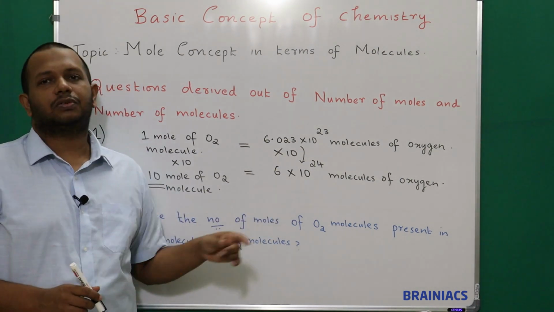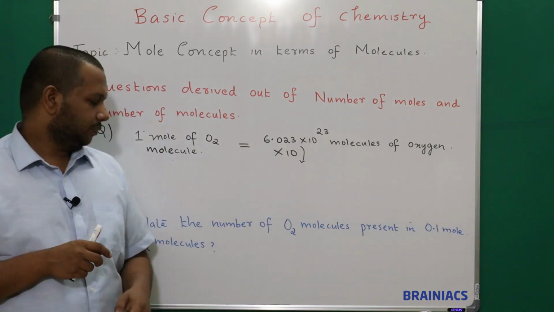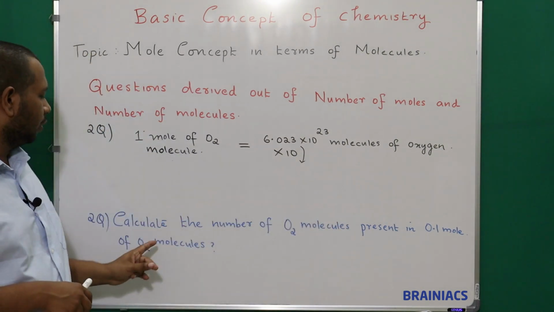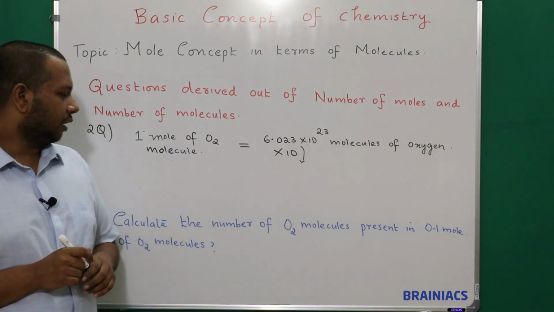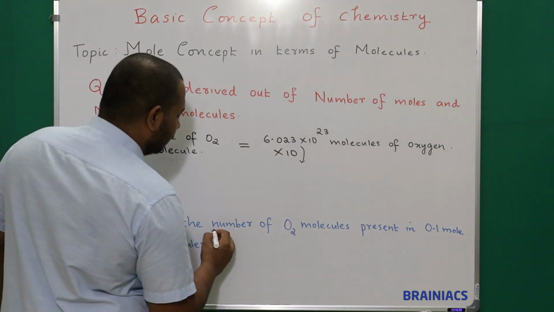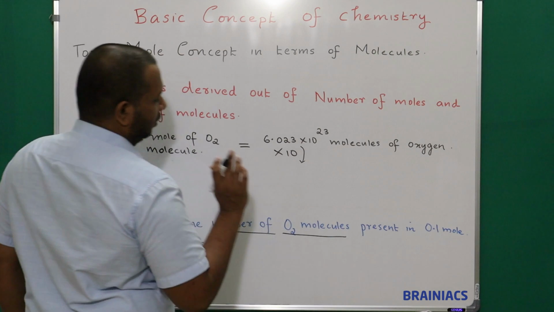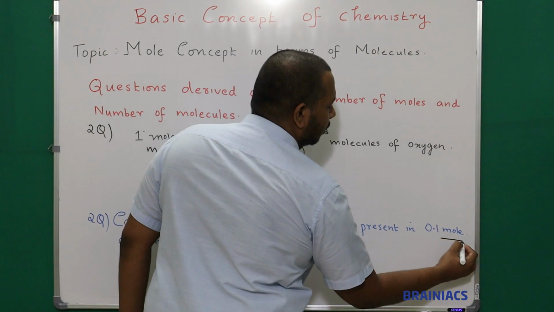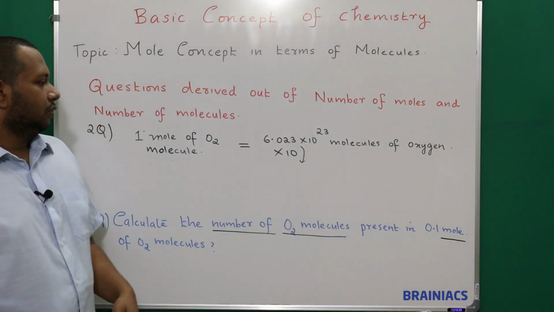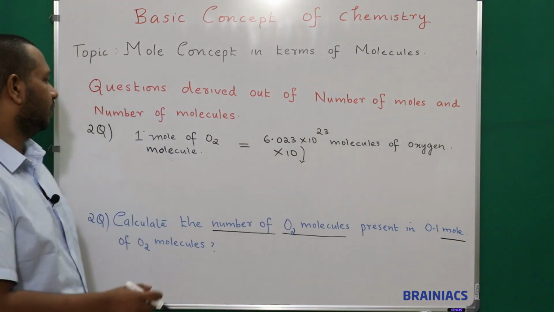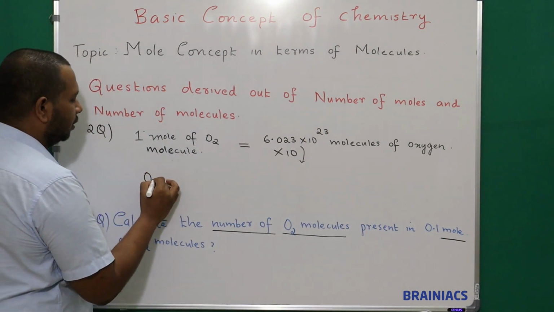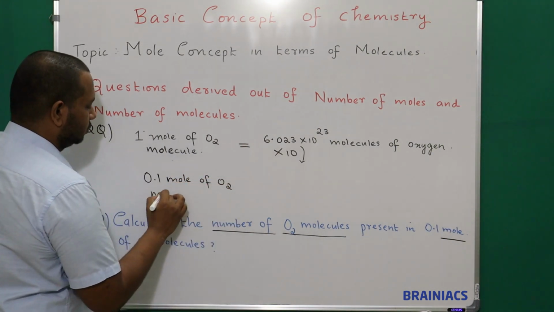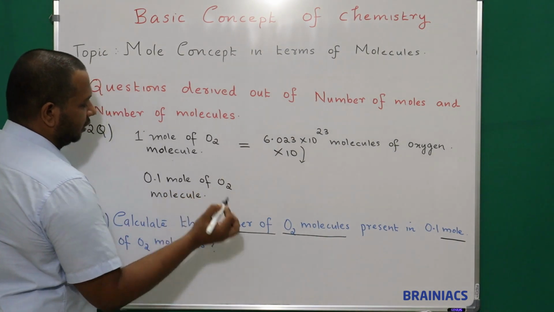Now we will do the second question derived out of this. Okay, now read the question. Calculate the number of oxygen molecules present in 0.1 mole of oxygen molecules. Now if you read the question thoroughly, I could understand what are the terms to be related. The number of molecules. Understood? Present in 0.1 mole, that is between the number of molecules and number of moles. So what is given here? Number of moles is given here. So they have given 0.1 mole of O2 molecule.